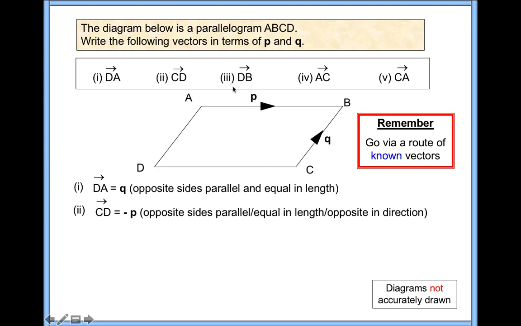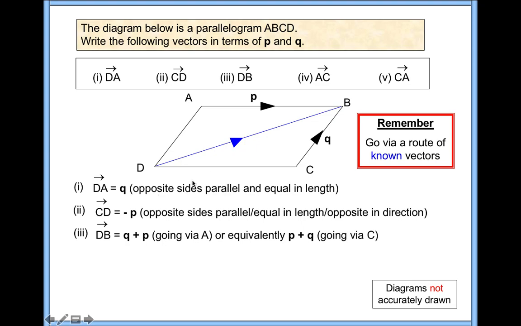Now we will speak about vector DB. What is vector DB? See, I will draw and show you. This is vector DB. It is a diagonal of the parallelogram. See, I have drawn the vector DB. Now, you have to go via known routes, right? Vector DB will be vector DC plus vector CB.